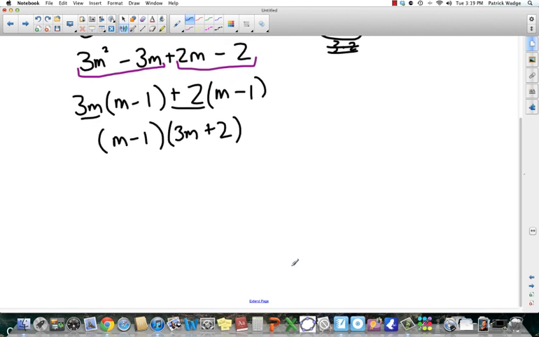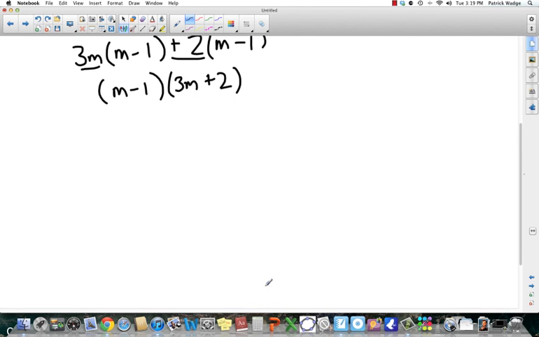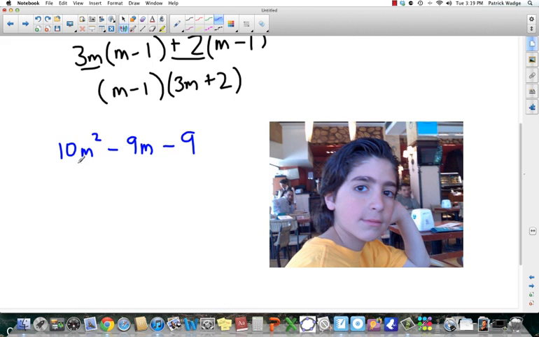Okay, one last question, and that's it. If you need more help, please, please, please come see me. You need to learn this stuff. Okay, let's do this one in blue because it's pretty. 10m squared minus 9m minus 9. Okay, you want us to look for a greatest common factor, but there's nothing you can divide all three of these terms by.